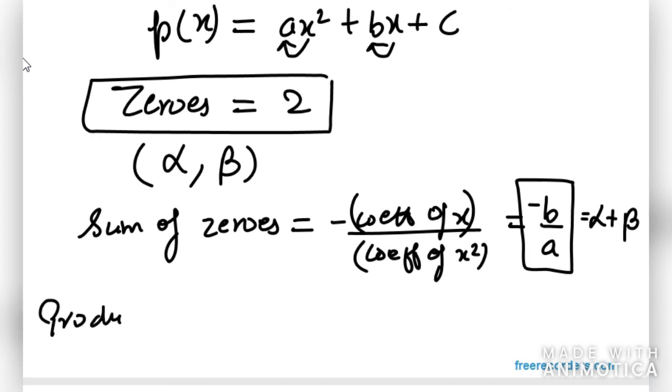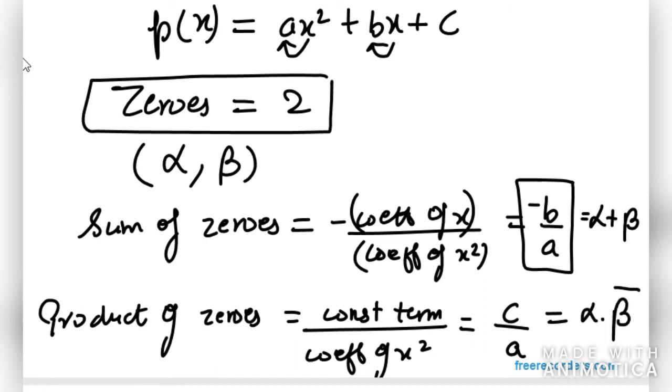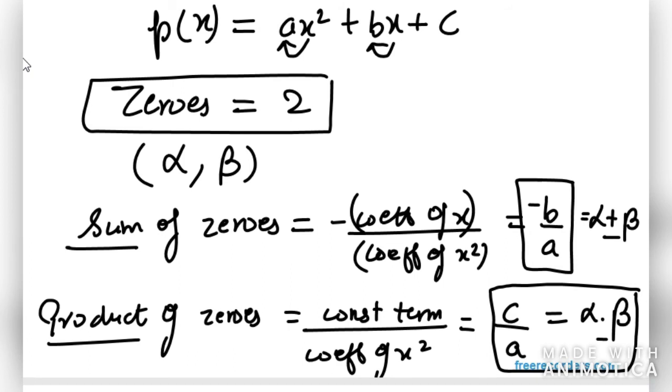So for product of zeros we have constant term over coefficient of x square. Constant term here is c and coefficient of x square is a. So this is my alpha dot beta. For sum you need to take plus here, for product you need to take dot here. So we have two formulas. If we need to verify this, you need to find alpha plus beta as well as minus b over a, and for product of zeros we have c over a and alpha dot beta.